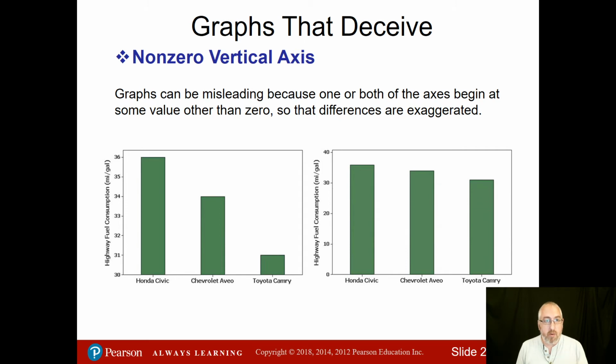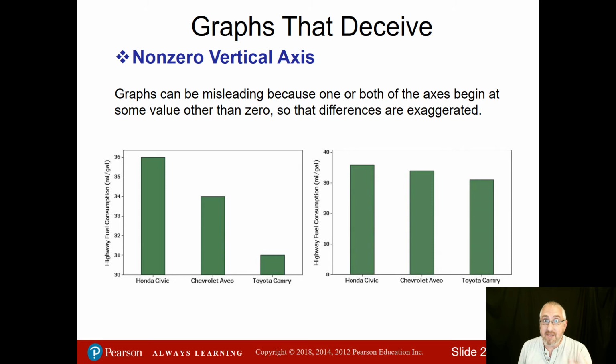So if you look at the graph on the left, you can see that the bars are definitely different in height. So you would look at that and say that the Honda Civic has the greatest fuel consumption, so the mileage, because it's got the highest bar. But the problem is, look at where it starts. It starts at 30. So that's the problem.